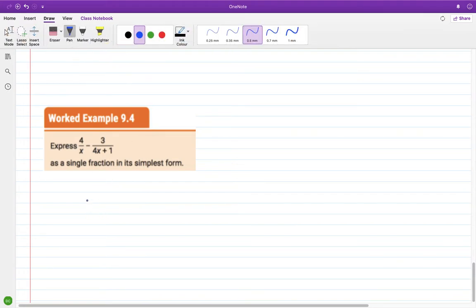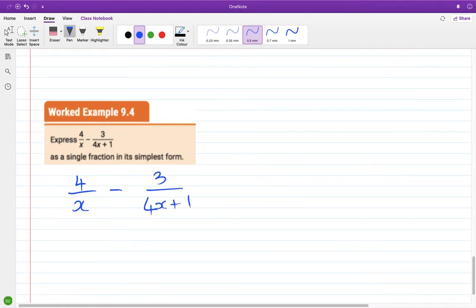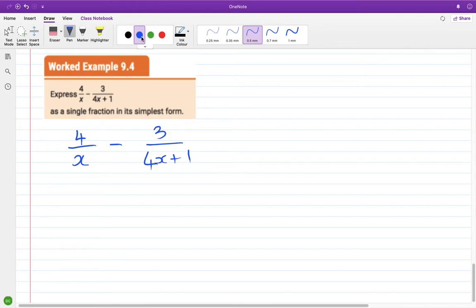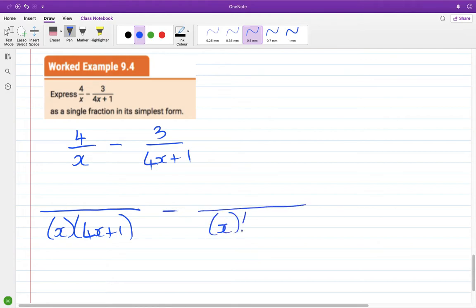I'm going to write it out because it was a bit squishy there at times. So 3 over 4x plus 1. So it's a subtraction, which means we need a common denominator. When the denominators are expressions, we get the common denominator by simply multiplying. So it's x by 4x plus 1. That's one of them. And then the same thing again, x by 4x plus 1.